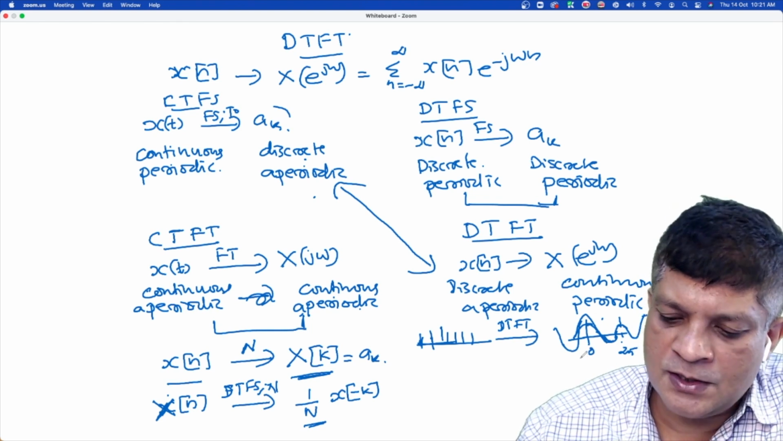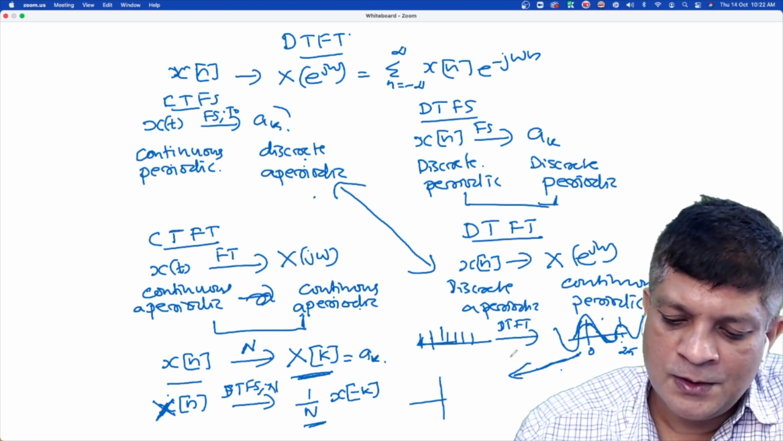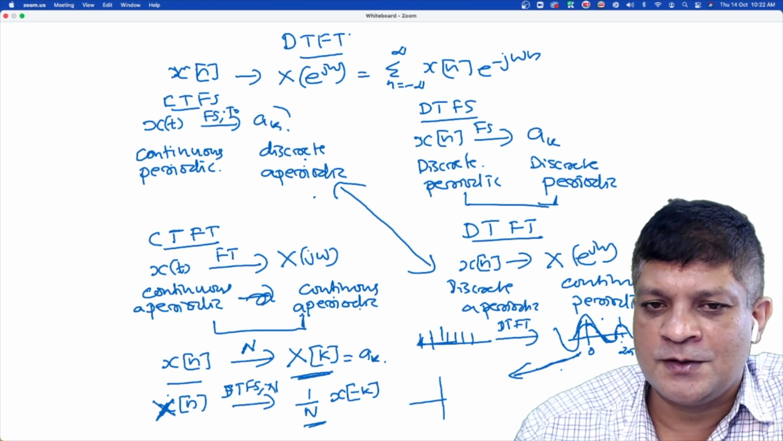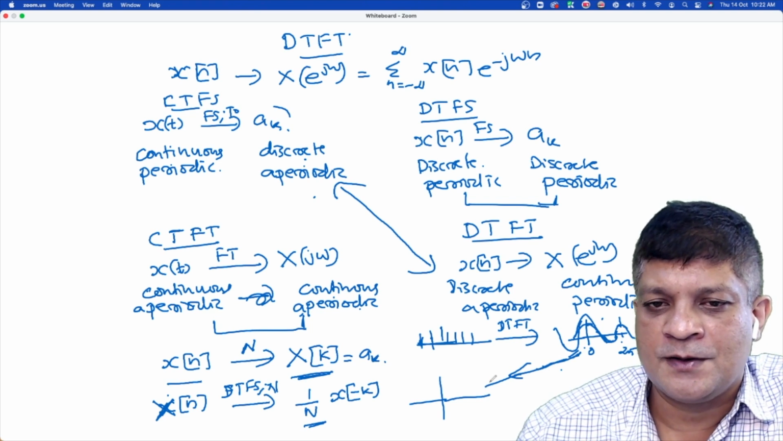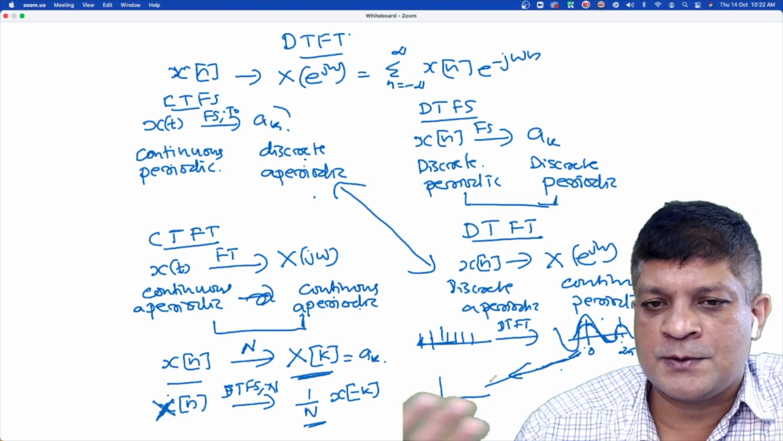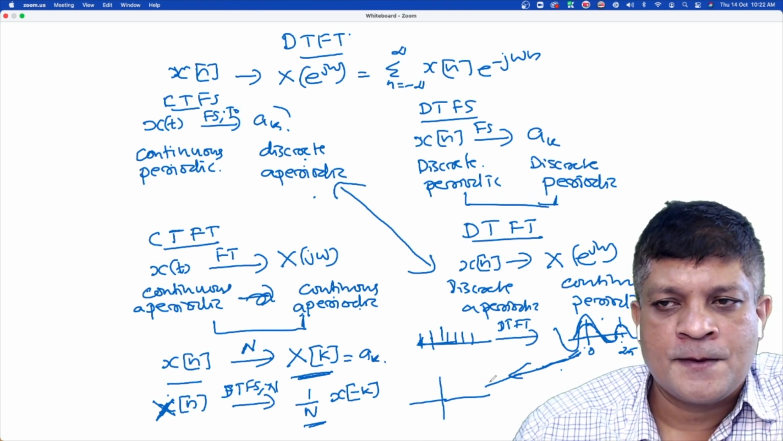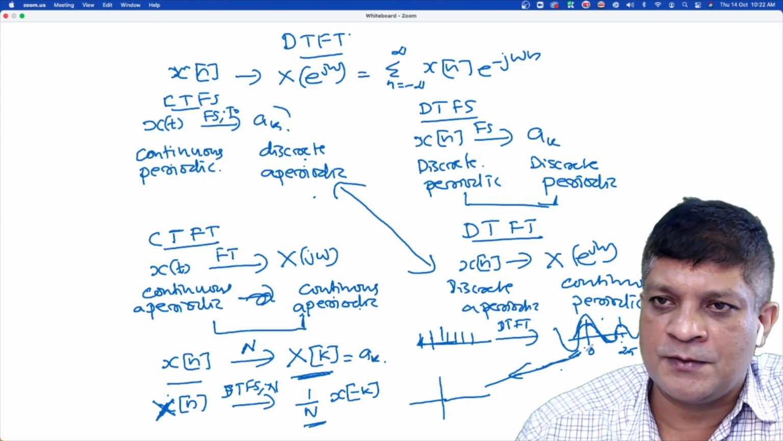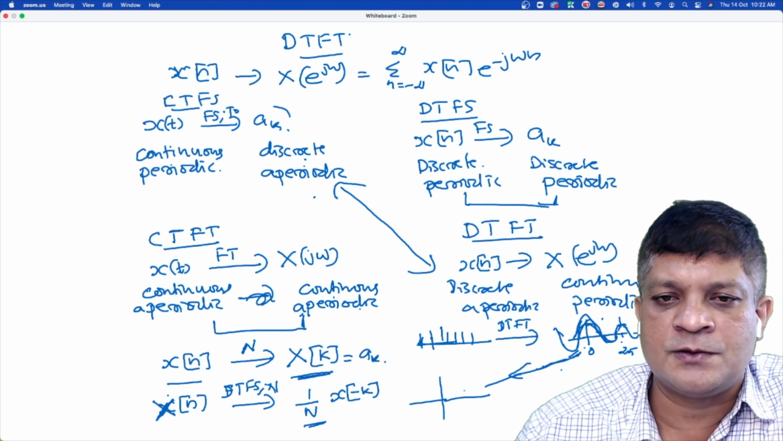Now, if we consider a signal having this shape in the time domain, we can always have a signal with this shape in the time domain, isn't it? If we consider a signal having this shape in the time domain, which Fourier representation can we have for that signal? If it is a continuous time periodic signal, isn't it? If we consider this shape in the time domain, it means it is a function of a continuous variable.